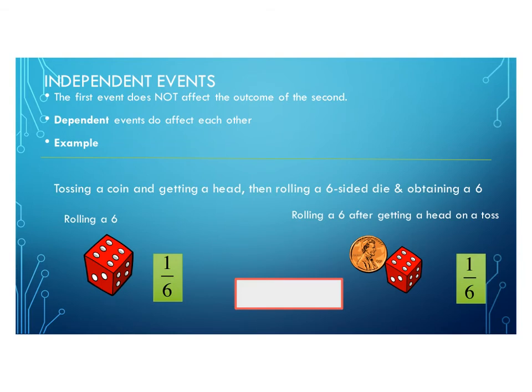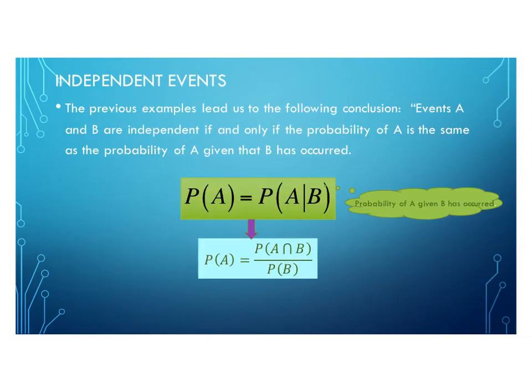Let's look at another one. Let's say we toss a coin and obtain a head, and then roll a 6-sided die and obtain a 6. So we know the probability of us rolling a 6 is just 1 over 6, okay? If I want to roll a 6 after getting a head on a coin toss, that is still 1 over 6. So these events are independent. Okay, so our examples lead us to the following conclusion.